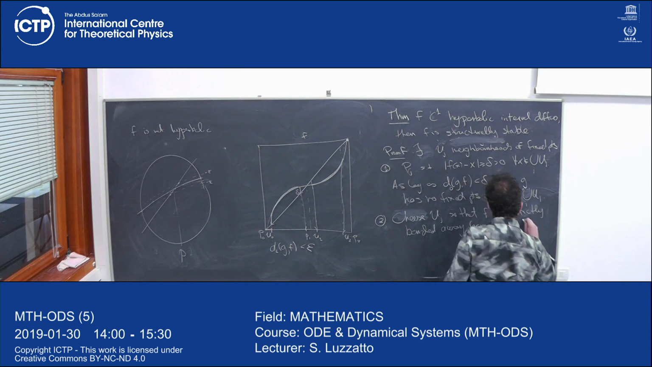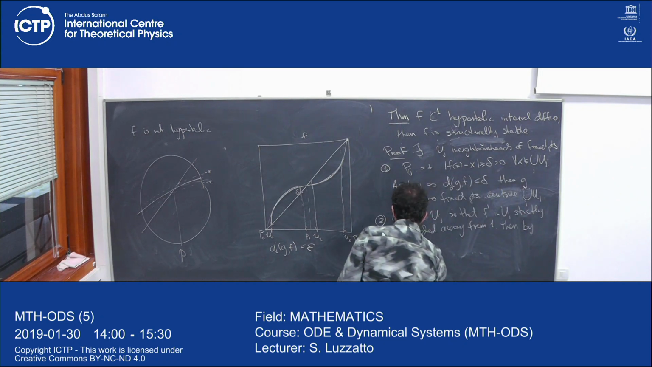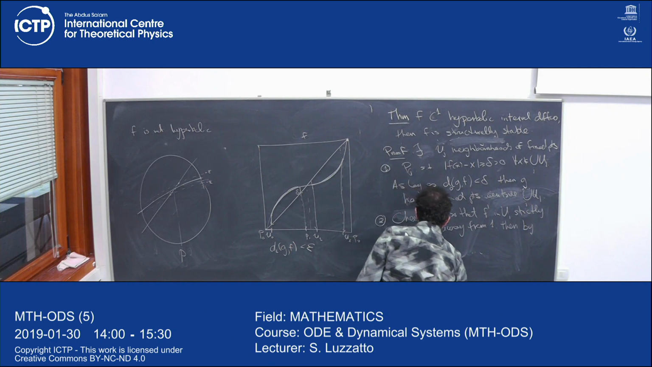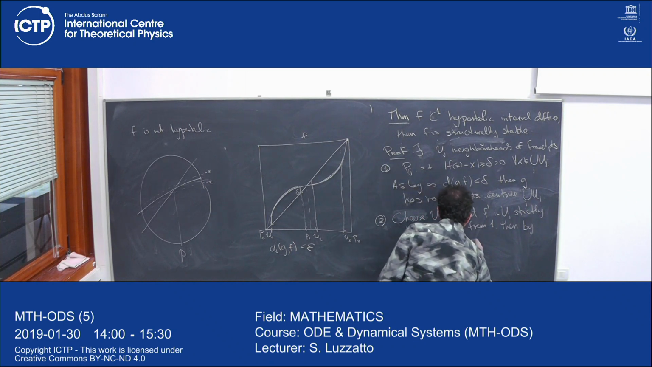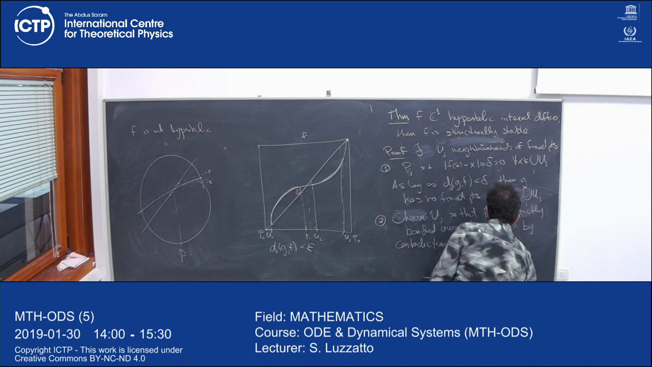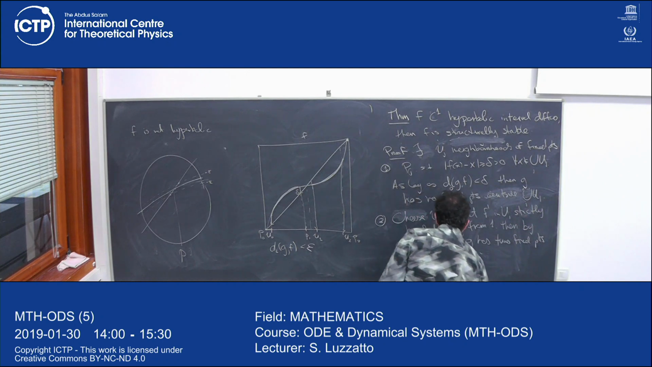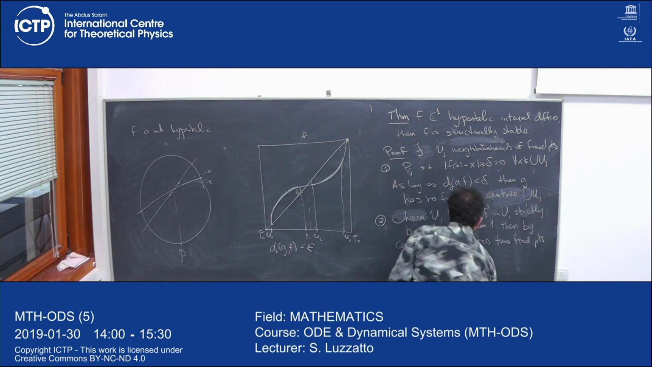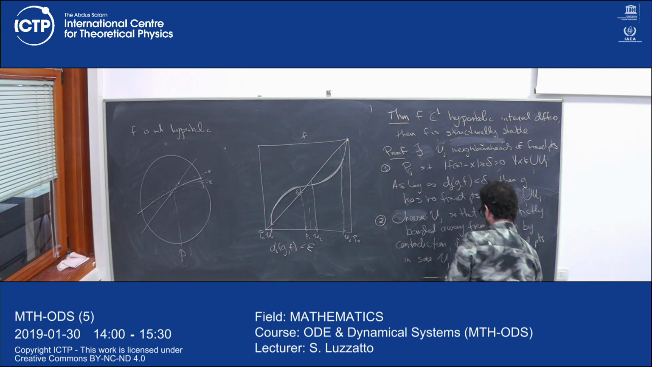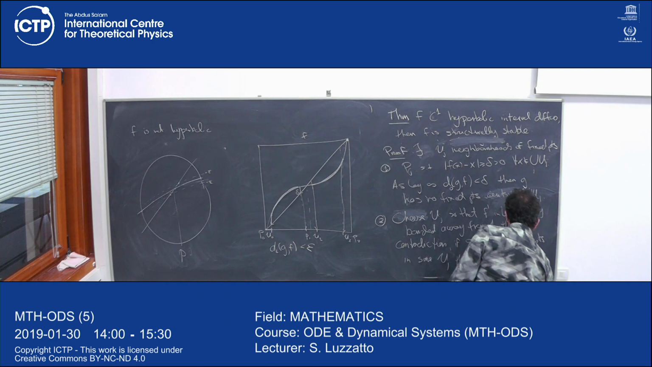Okay, then by contradiction, if G has two fixed points in some Uj, then there exists a point Q in Uj such that G prime of Q is equal to 1.